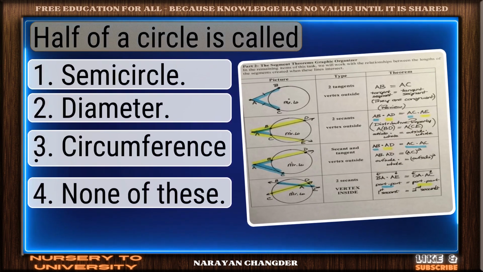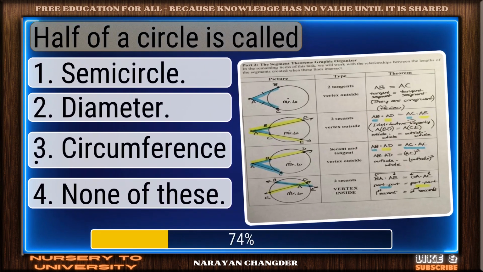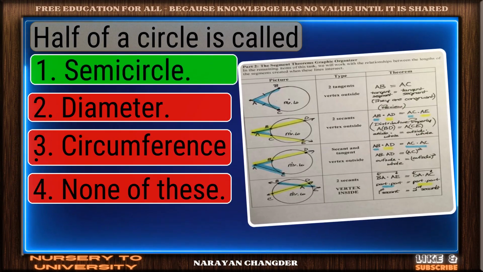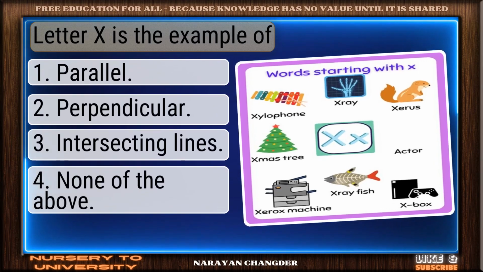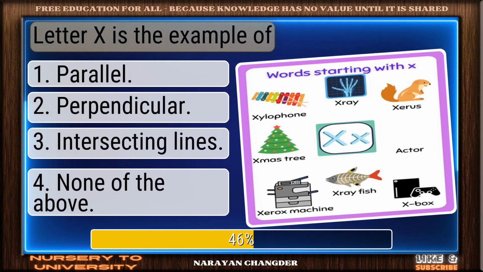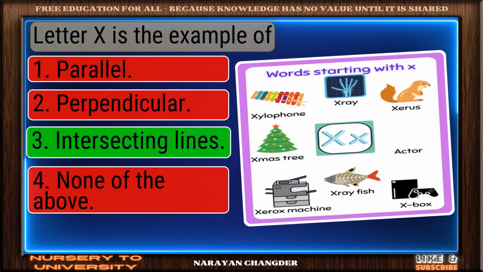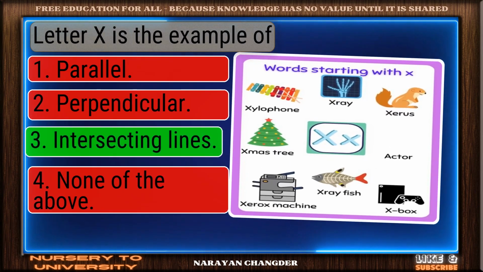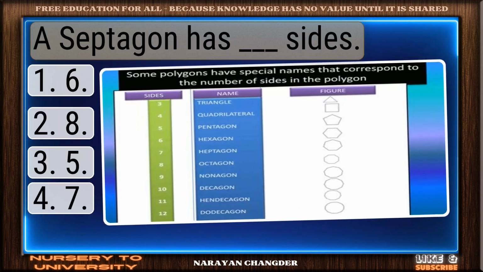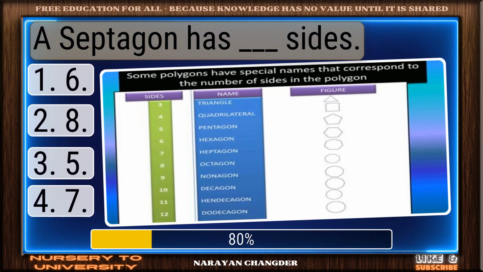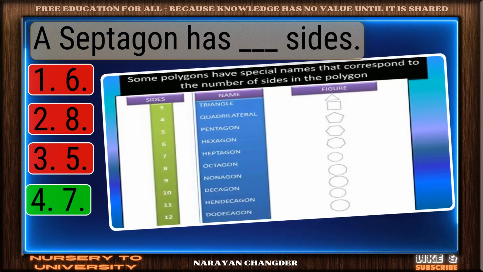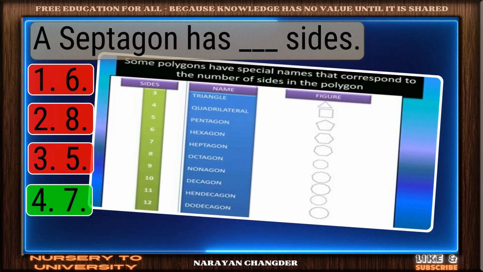Half of a circle is called. Correct response. Semicircle is the most accurate answer. Letter X is the example of. Great job. Intersecting lines is the accurate answer. A septagon has dash sides. Excellent. 7 is a brilliant choice.